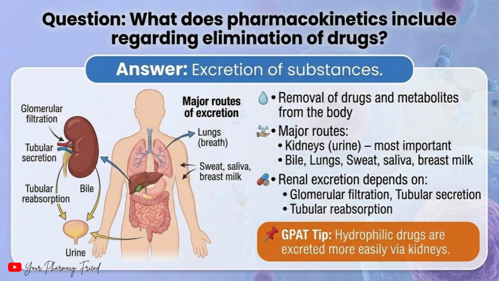What does pharmacokinetics include regarding elimination of drugs? Excretion. Excretion is the removal of drugs and their metabolites from the body. The primary route is via the kidneys into urine, but drugs can also be eliminated through bile, lungs, sweat, saliva, and even breast milk. Renal excretion depends on glomerular filtration, tubular secretion, and tubular reabsorption. Hydrophilic drugs are generally excreted more easily through the kidneys.